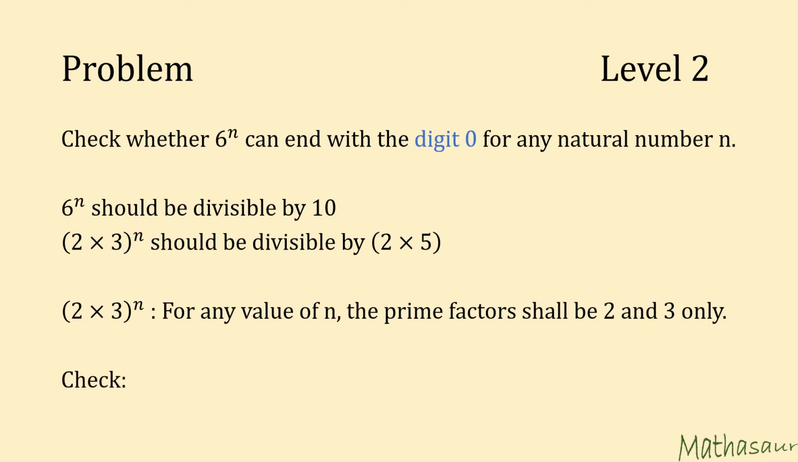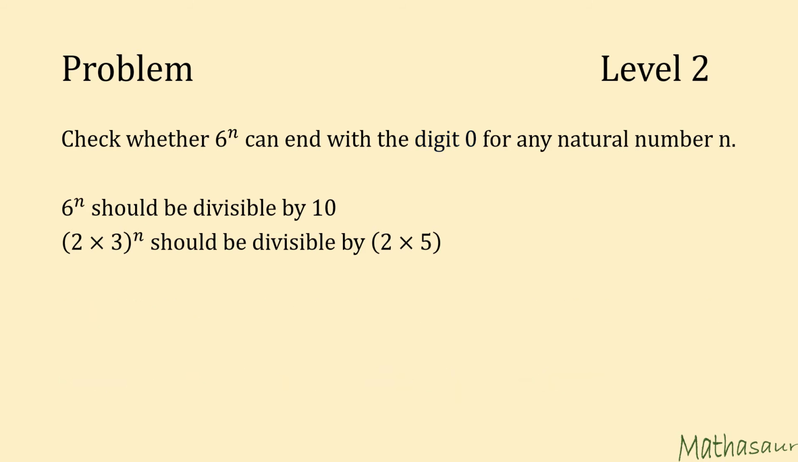Let us also check what happens to 6 to the power n for different values of n. We see that 6 to the power 1 ends with 6. 6 square ends with 6 as well. 6 cube ends in 6. In fact, it seems that for any value of n, 6 to the power n is going to end in 6. But this is observation. How do we prove this for all values of n?